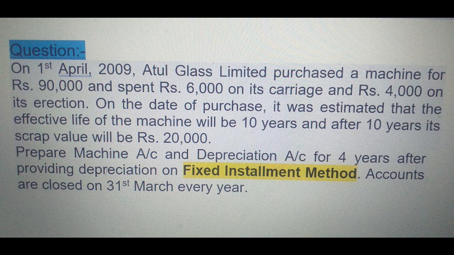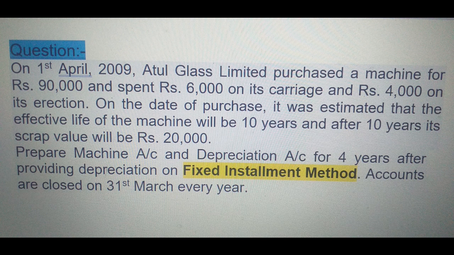Now we are doing a question of the straight line method. On 1st April 2009, Atul Glass Limited purchased a machine for rupees 90,000 and spent 6,000 rupees on its carriage and 4,000 rupees on its erection. Erection is a type of installation.